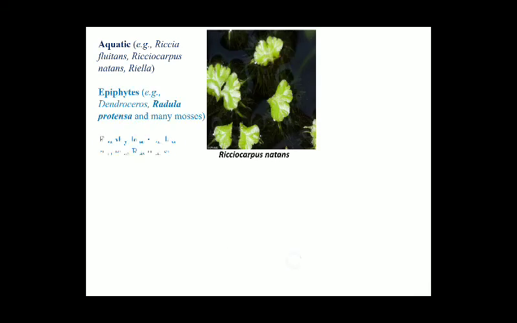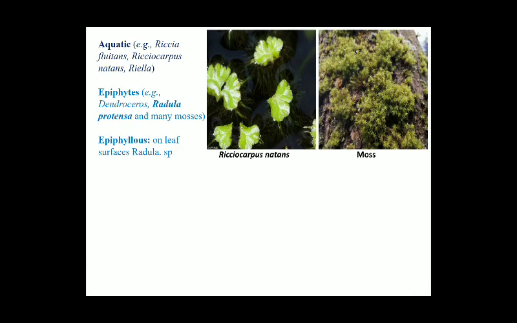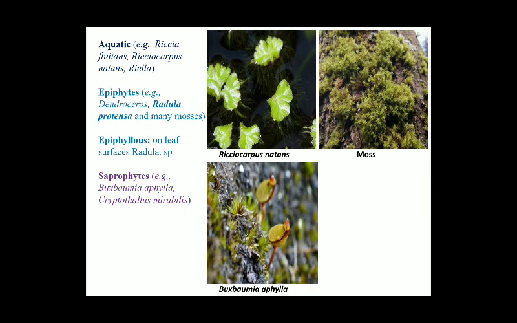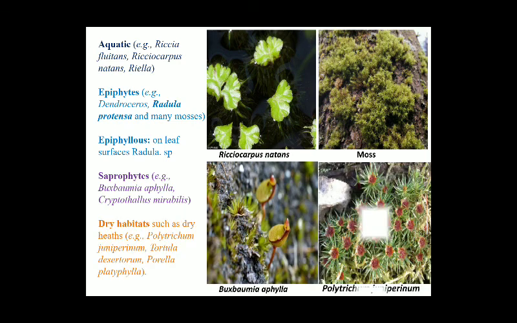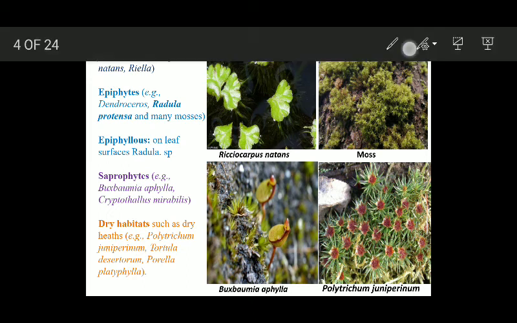The majority of bryophytes are terrestrial, they grow on soil, but there are a few exceptions. There are some bryophytes that are submerged in water. So we have some aquatic bryophytes, and the examples include Riccia fluitans, Ricciocarpus natans, and Riella. Here we have this Ricciocarpus natans.